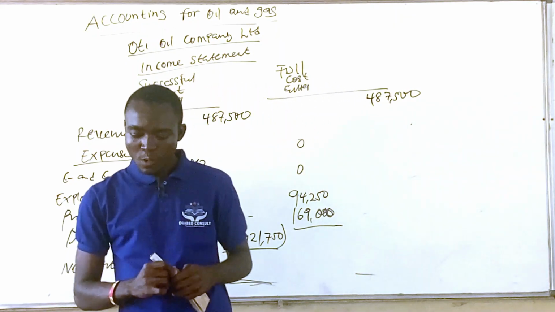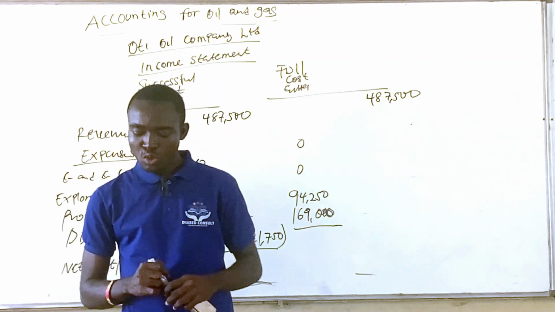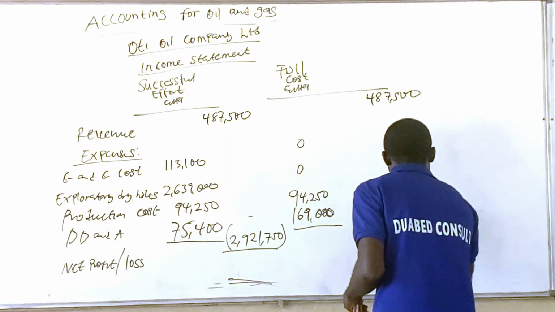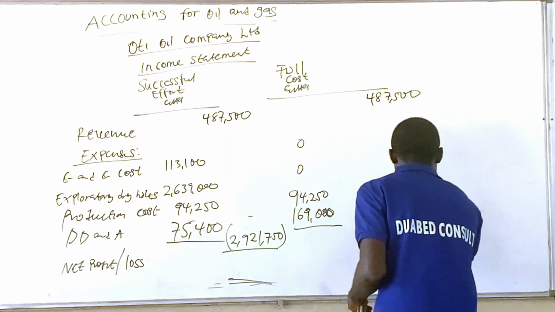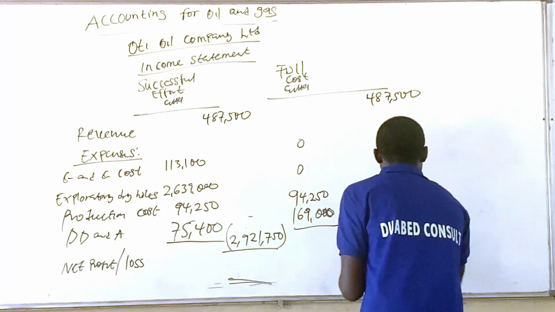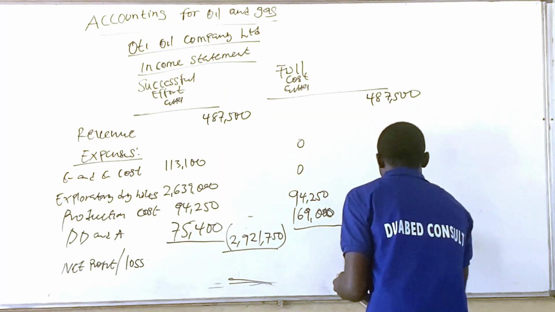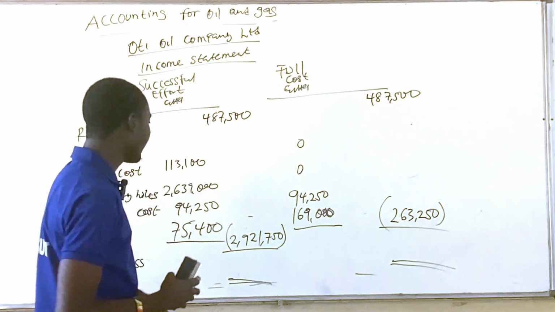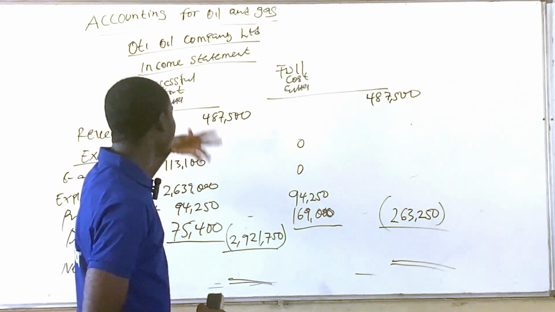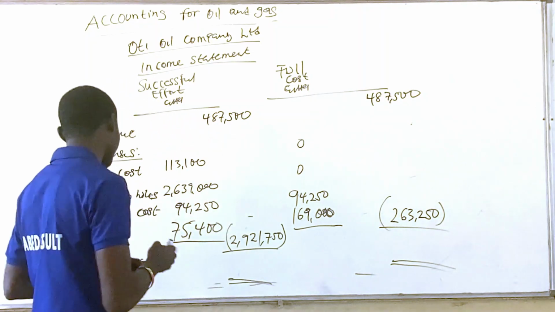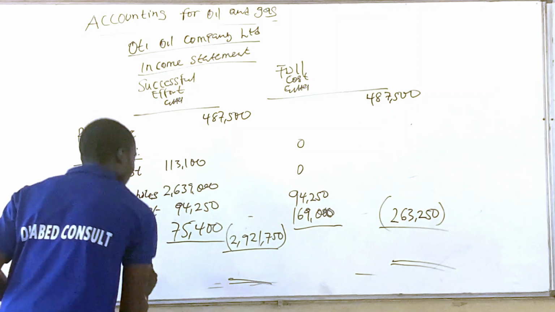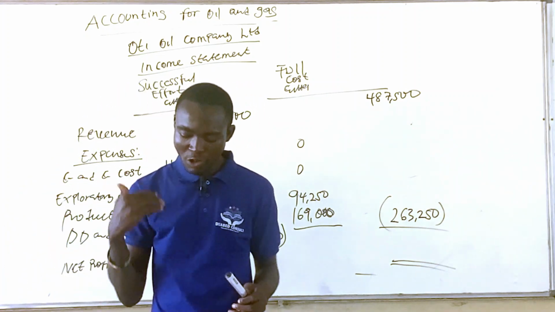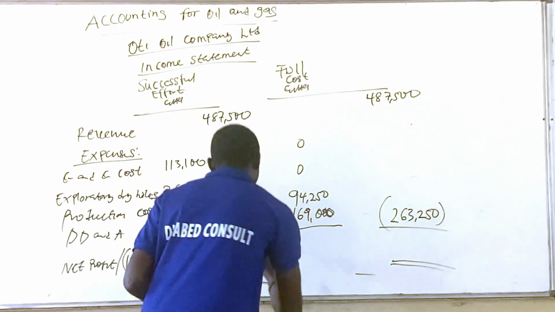And that of full cost method is 263,250. So for successful effort method, since the expenses exceed the revenue, it means we'll be getting a net loss. So we get a net loss of 2,434,250.